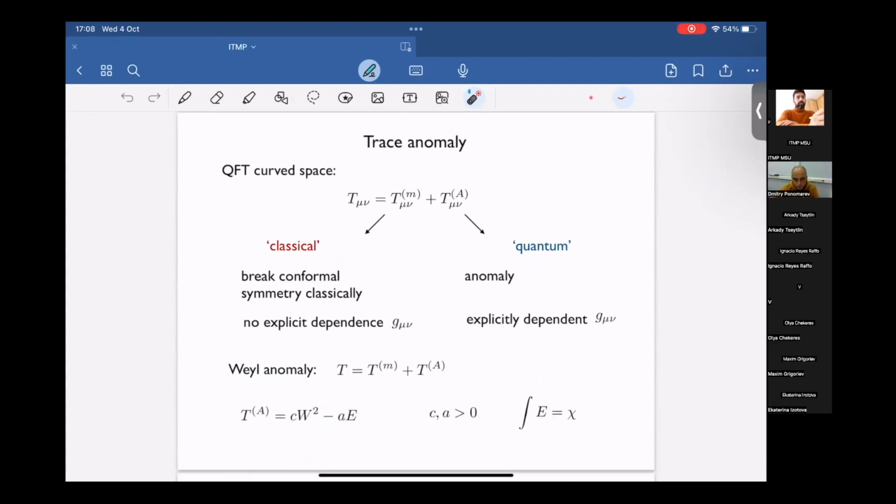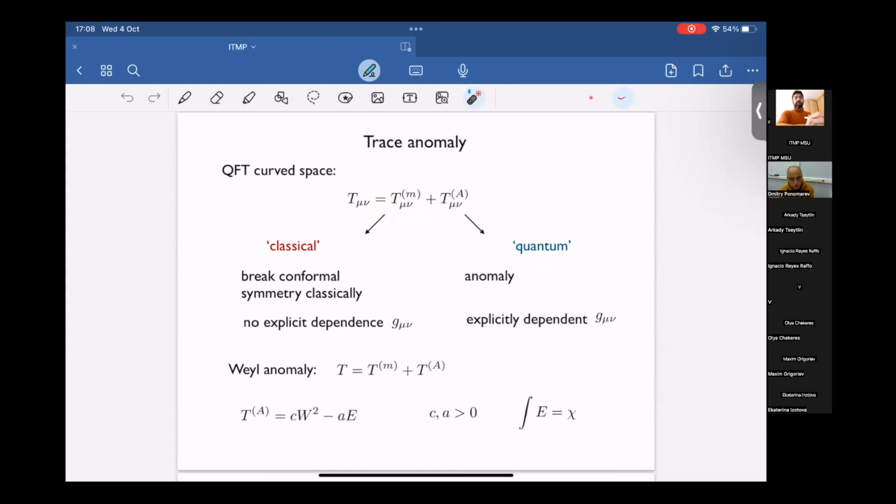So if we look in general, if we do quantum field theory in curved spacetime, we can separate the total stress tensor into 2 contributions. Of course, this separation is just sort of a psychological way of looking at this object. One contribution to the stress tensor, the first term here, is what people would normally call the classical contribution.